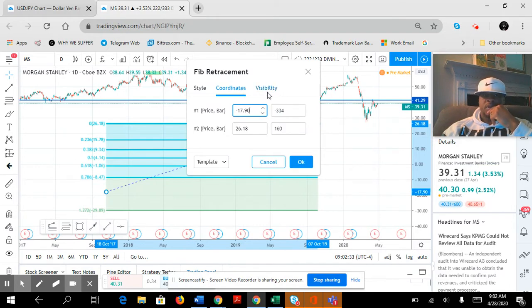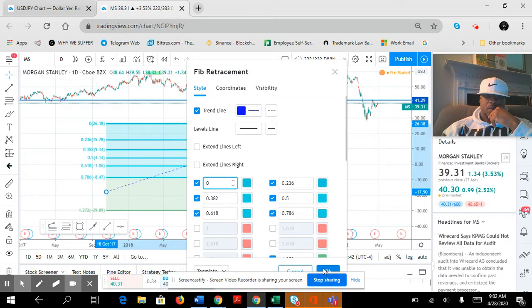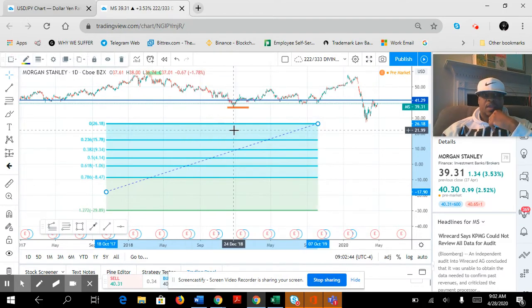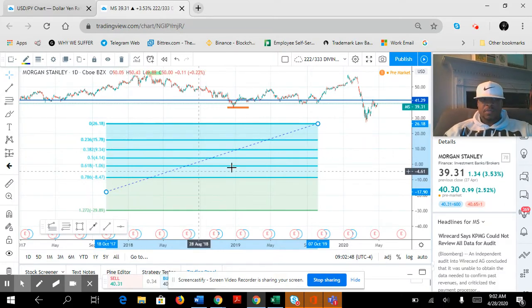Don't worry about coordinates. Don't worry about visibility at the time. All right, but go down and hit OK. All right, and now your retracement tool should look similar to mine. All right, so now let's get started.